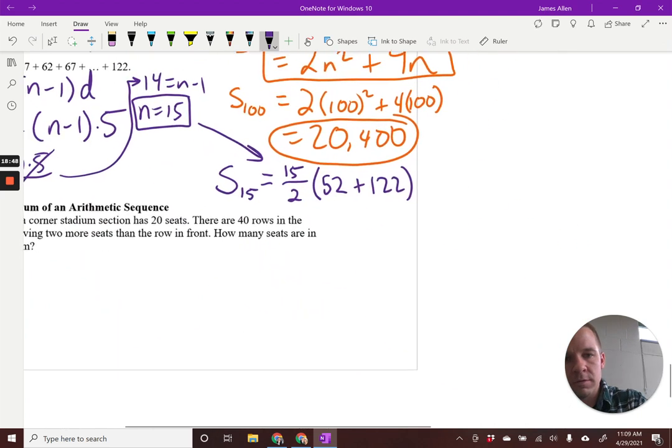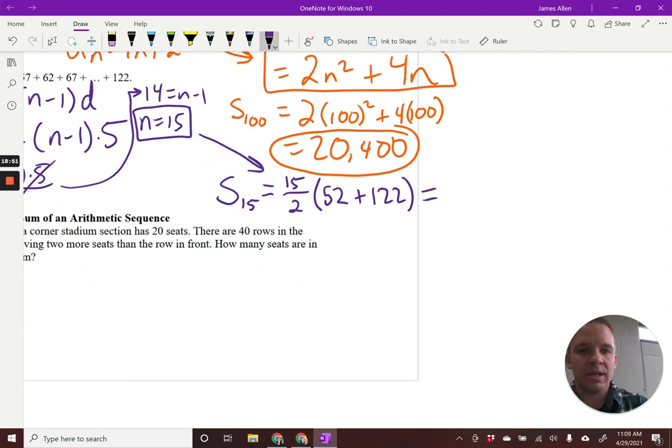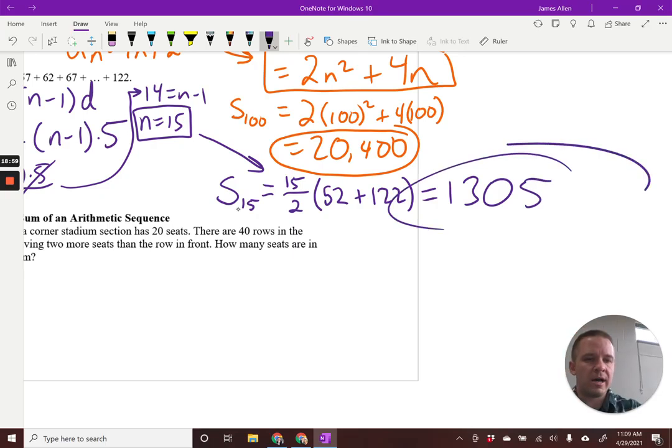So now we can plug that into my calculator. 15 over 2, or 7.5, multiply by that sum, which would be 1,305. That's awesome. We got uno mas problem here.